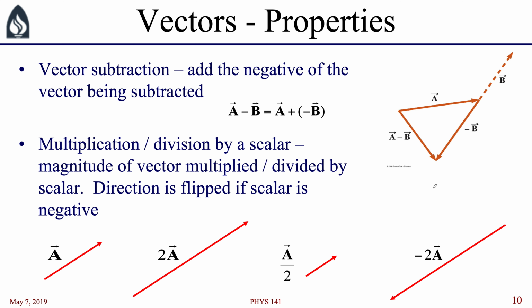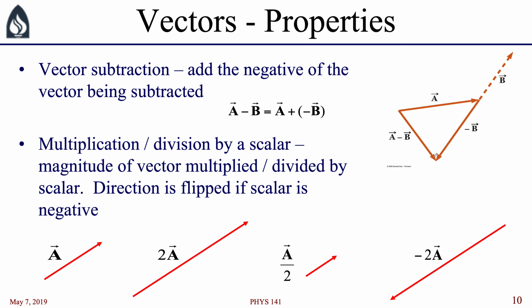If we want to subtract a vector, subtraction works by adding the negative of the vector being subtracted. So let's say we had a vector A and a vector B, and we wanted to subtract B from A. Then what we do is we first take the negative of B. So remember, the negative is a vector of the same length, but just pointing in the opposite direction. And then we add that negative vector to the first vector. So the resultant would look something like this.